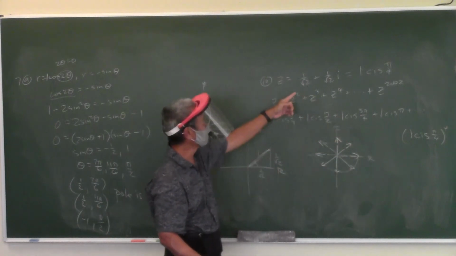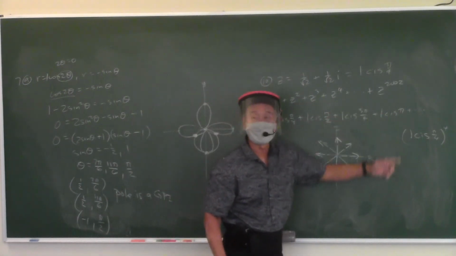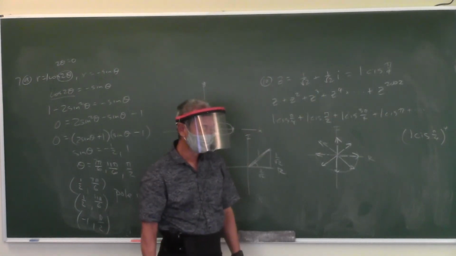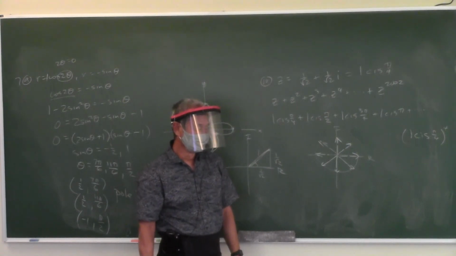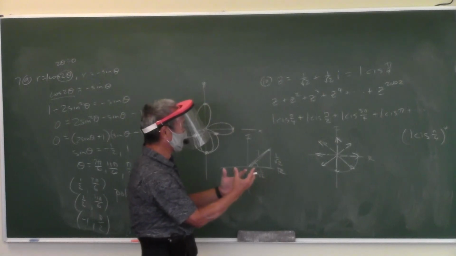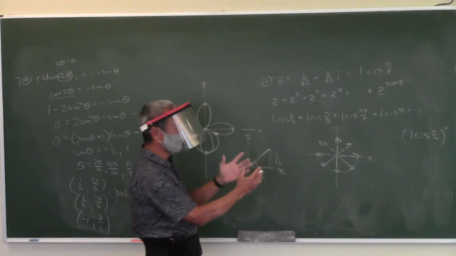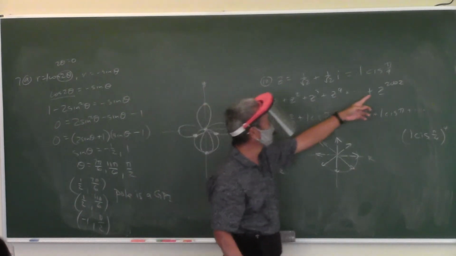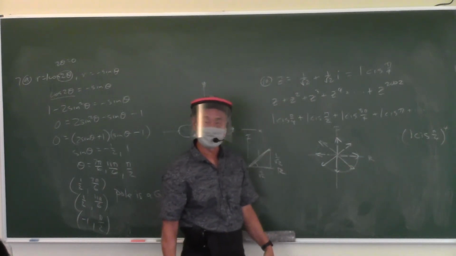How does that help me solve this problem? Because I got to add up 2,002 of these. If I know, come on people, this is an easy pattern. If every 8 consecutive ones cancel out to 0, and there's 2,002 of them, how many are going to be left?